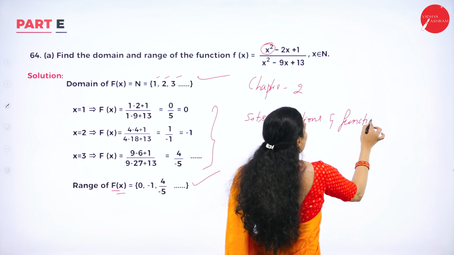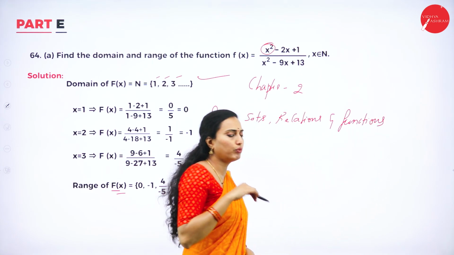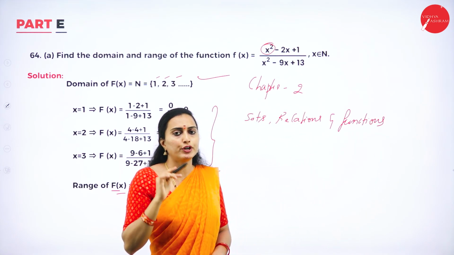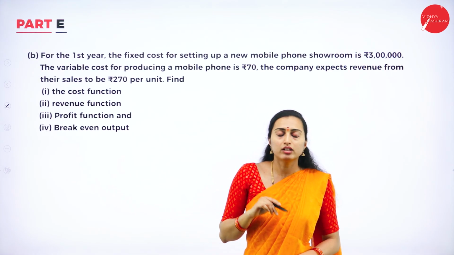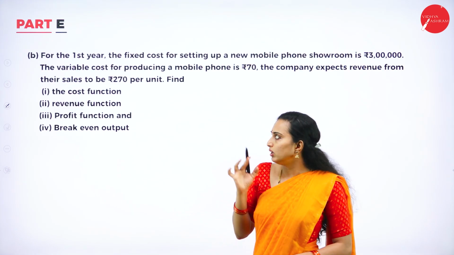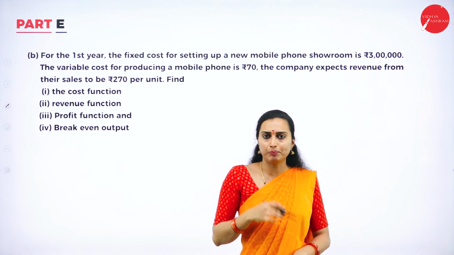So make a note of this. For the 64th question, the first part will be asked from chapter 2 only. Next, question 64B. Let us see the question and I'll tell you which chapter they are going to ask it from.